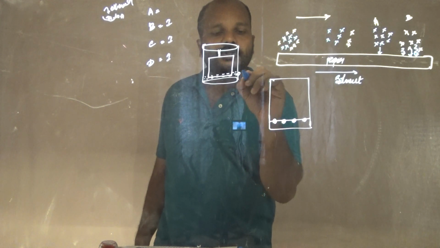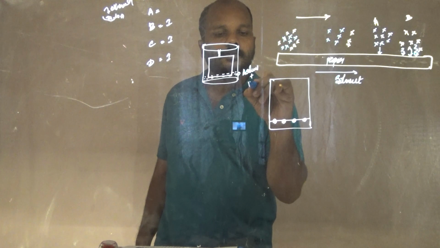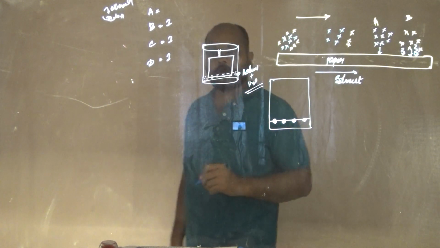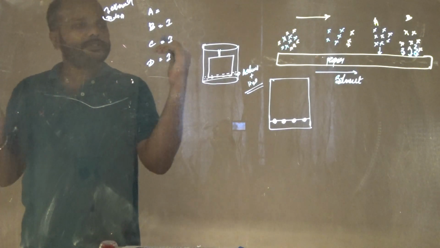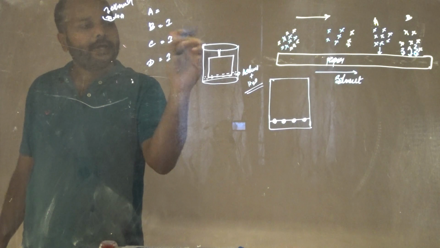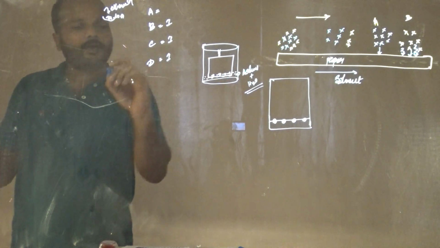This beaker contains a mixture of acetone plus water, or acetone plus ethanol. The same way, of course, the solvent will start to move. And now take out the paper. So this is A, B, C and D.